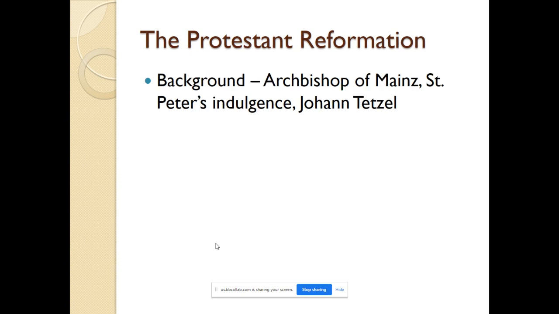Bit of background. This is a bit of a story. So I want you to know who the main players are, but you don't necessarily have to remember all the details. But this is what happens. There is a Catholic archbishop, the Archbishop of Mainz. And the Archbishop of Mainz is looking for a promotion. He's looking for a step up. He doesn't want to give up his old office. He wants to keep that office and get another office in addition to it. He wants to commit pluralism.